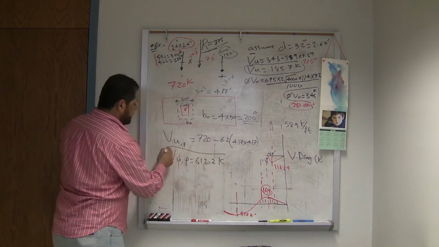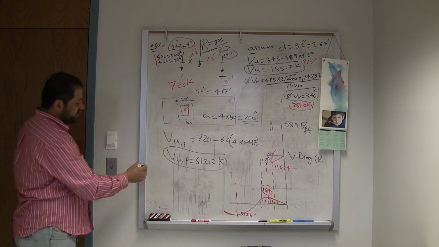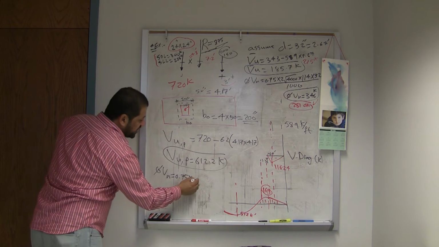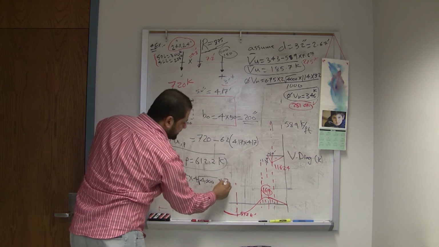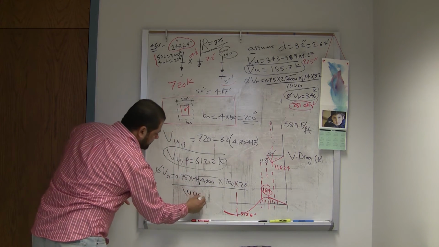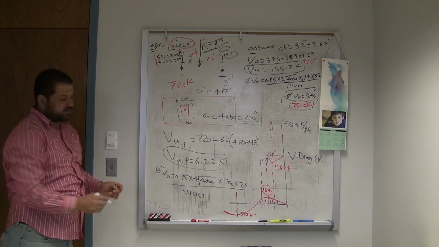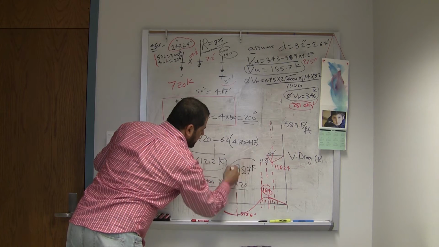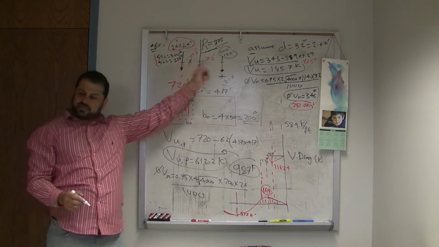612.2 kip. That's how much the resistance must be from the punching shear, which is phi Vn equals 0.75 times 4 square root 4,000 times b naught, which is 200, times d, 26. All of this is over 1,000. So that's 987 kip, way bigger than that. Punching is good. You have to check punching also for the second one.